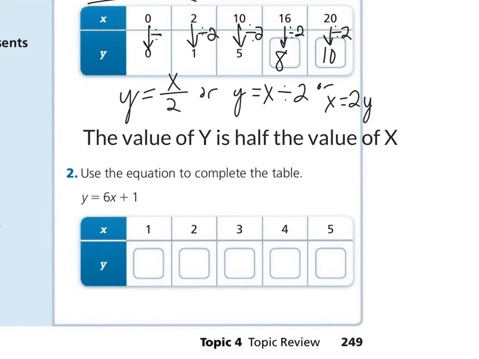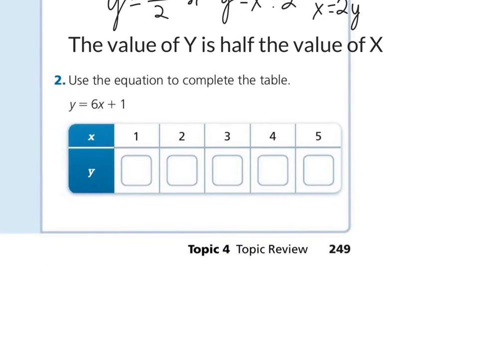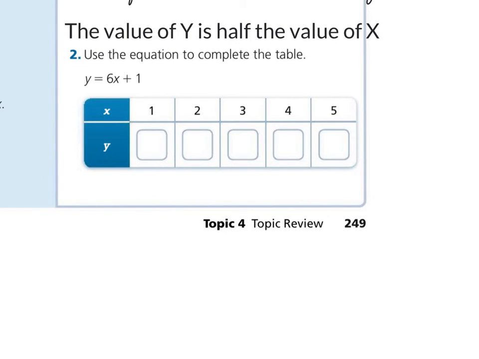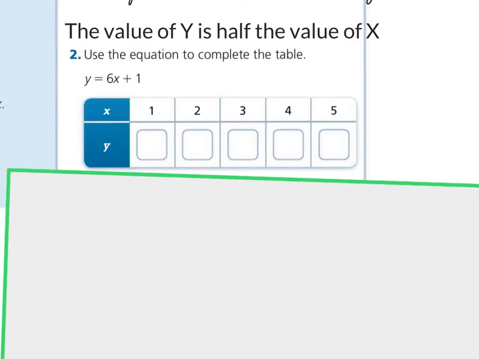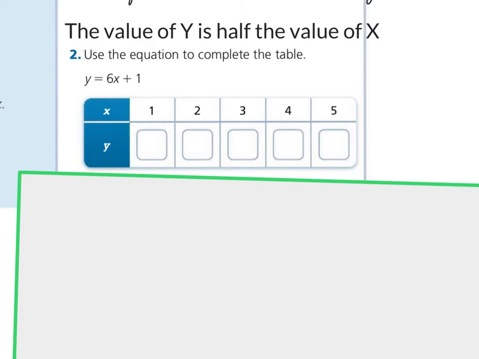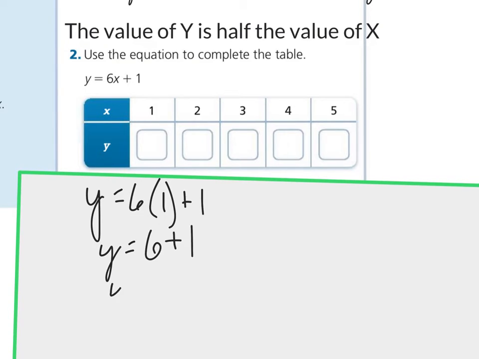And if we look at number 2, they want us to use that equation to complete the table. So for number 2, basically we've got several substitution problems that we'd be doing here. If we just take our equation, the first thing they want us to do is put a 1 in place of the x. And then do your order of operations. So 6 times 1 is 6, and then 6 plus 1 is 7.